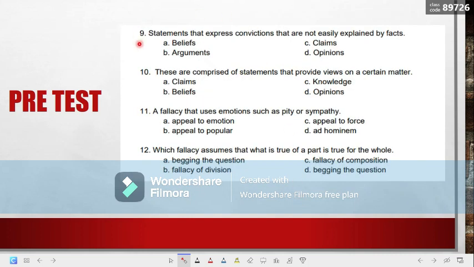Let's proceed to number 9. Statements that express convictions that are not easily explained by facts. Is it A, beliefs, B, arguments, C, claims, D, opinions?